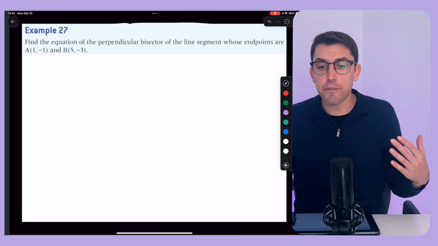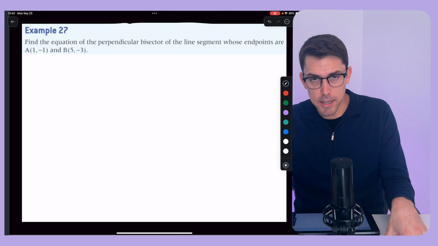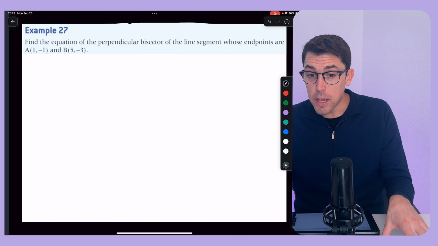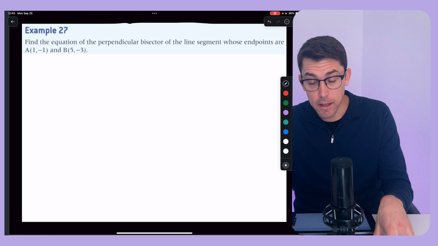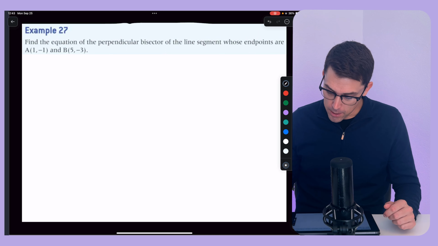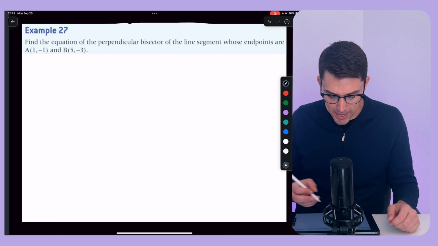All right, so what we want to do is find the equation of a perpendicular bisector for the line segment whose endpoints are (1, -1) and (5, -3). So how can we go about doing that? Well, it might help to sketch this out a little bit.